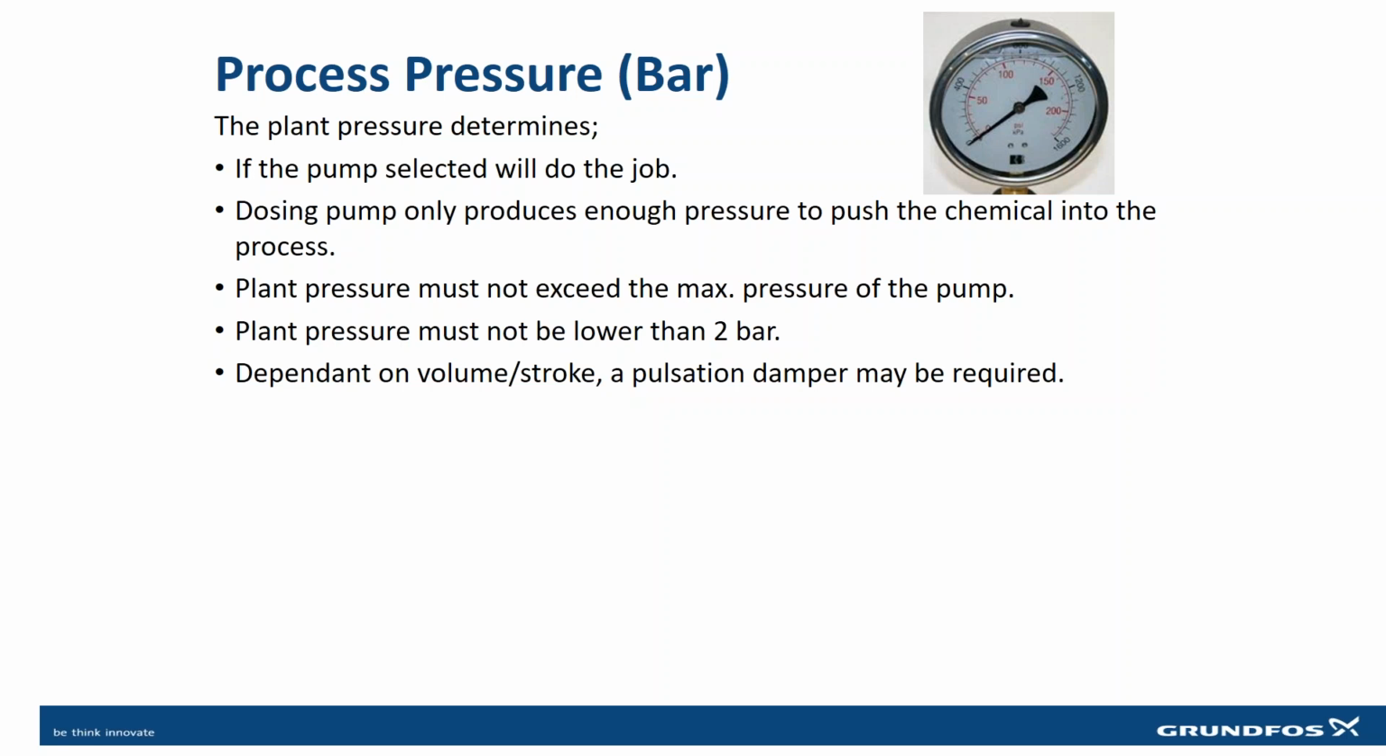Another point on process pressure is depending on the volume per stroke of the actual dosing pump, a pulsation dampener may be required. If you're pumping a high volume per stroke into a high pressure, you're going to get a lot of shock loading from that reciprocal action of the diaphragm pump, and so a pulsation dampener may be required to soften that pulsing out.